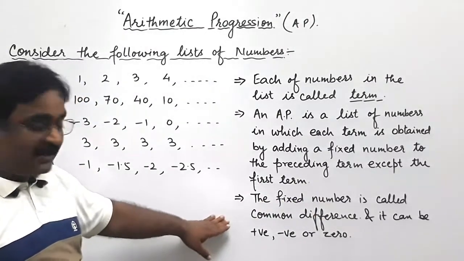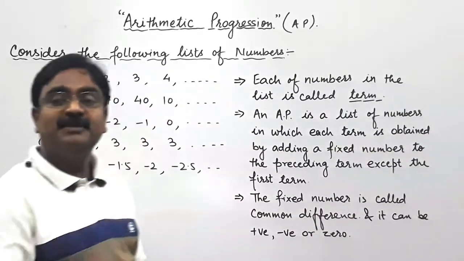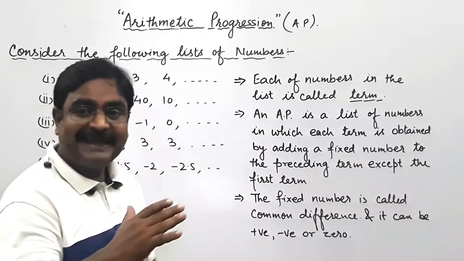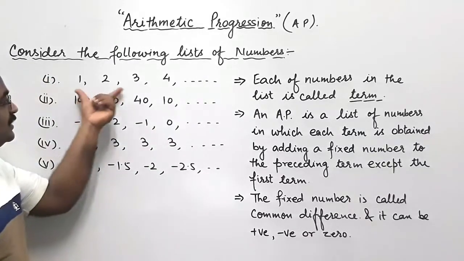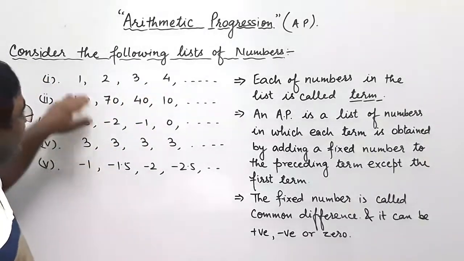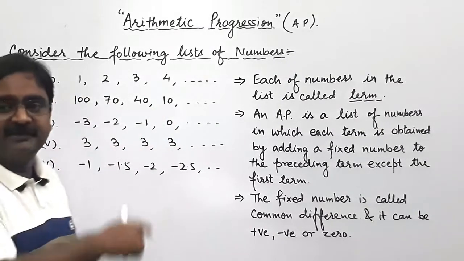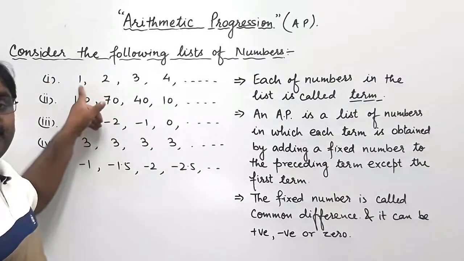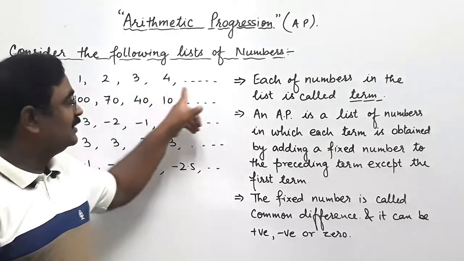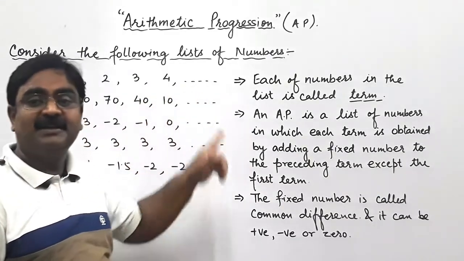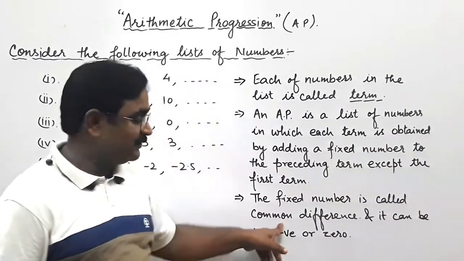Next observation: the fixed number is called the common difference. Fixed number means the number by which its certain pattern is following. Suppose this series we have taken, and in this series the next term is obtained when you add 1 to its preceding term, like 2 came from 1 plus 1, 3 came from 2 plus 1, this term came from 3 plus 1, the next term is 4 plus 1, etc. This plus 1 is called the common difference.